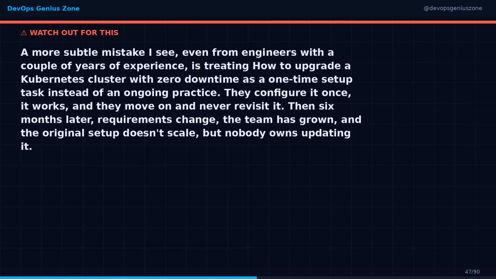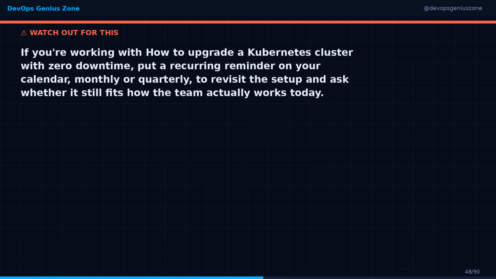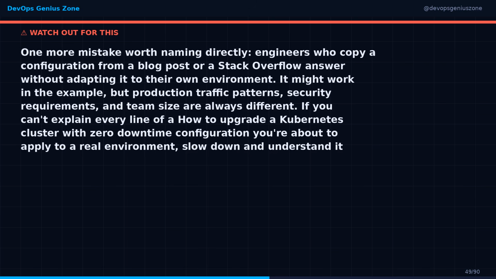One more mistake worth naming directly: engineers who copy a configuration from a blog post or a Stack Overflow answer without adapting it to their own environment. It might work in the example, but production traffic patterns, security requirements, and team size are always different. If you can't explain every line of the how to upgrade a Kubernetes cluster with zero downtime configuration you're about to apply to a real environment, slow down and understand it first. That single habit will save you from more incidents than almost anything else on this list.